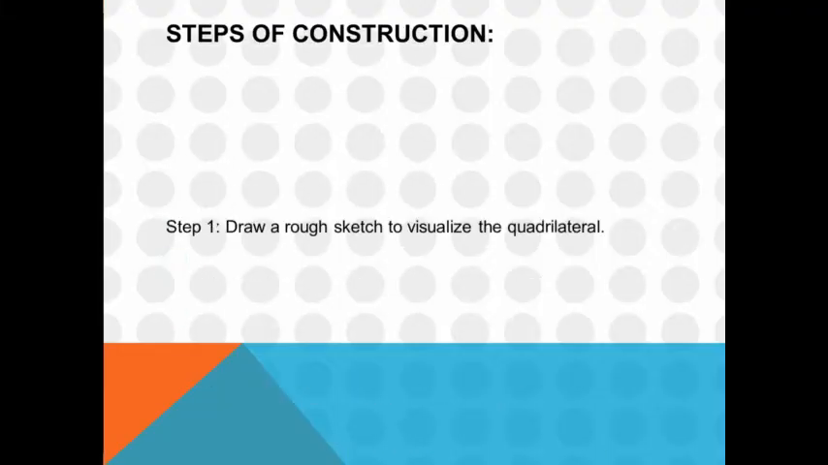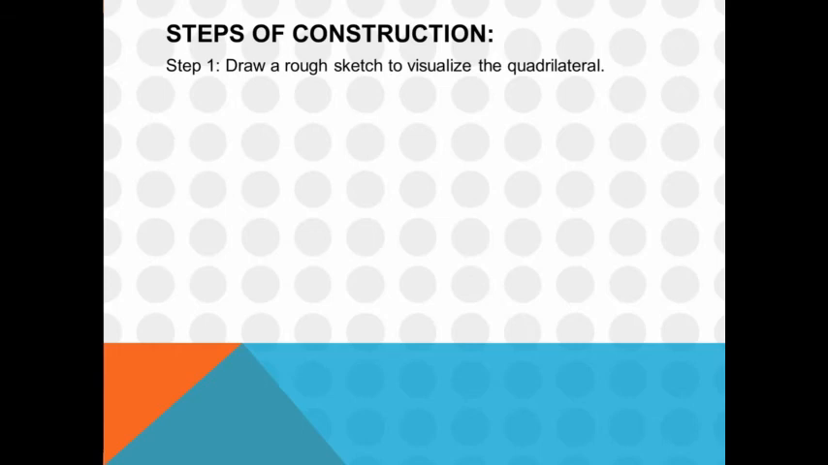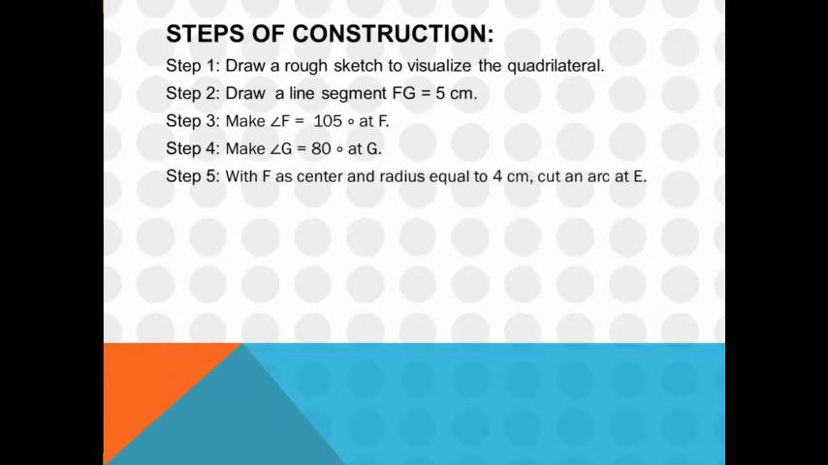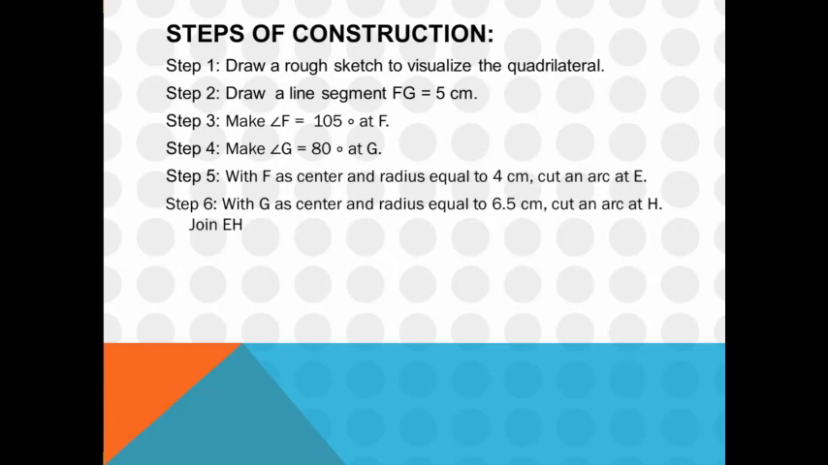Steps of construction. Draw a rough sketch to visualize the quadrilateral. Draw a line segment FG is equal to 5 cm. Make angle F is equal to 105 degree at F. Then at G, we have made angle G is equal to 80 degree. With F as center and radius equal to 4 cm, cut an arc at E. With G as center and radius equal to 6.5 cm, cut an arc at H. Join EH. EFGH is the required quadrilateral.